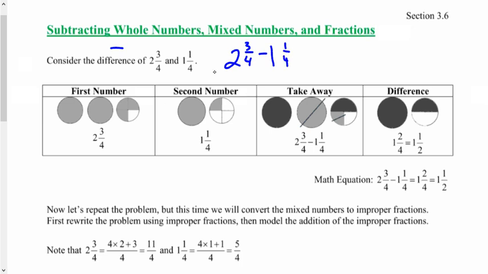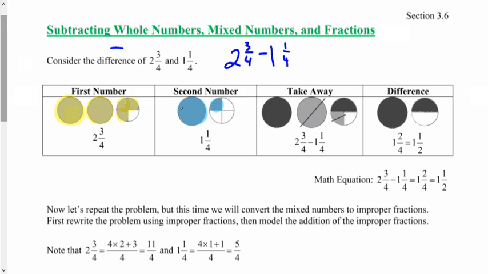Now the 2 right here, we can see we have two whole parts. That's this one and this one. And then we have 3/4. 1, 2, 3. For the other one we have 1 and 1/4. So here's 1. And then you can see we broke the circle up into fourths and we have one of them shaded.